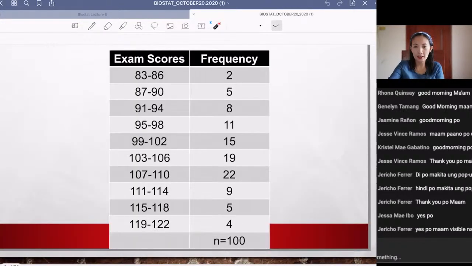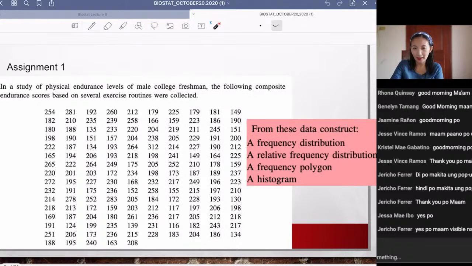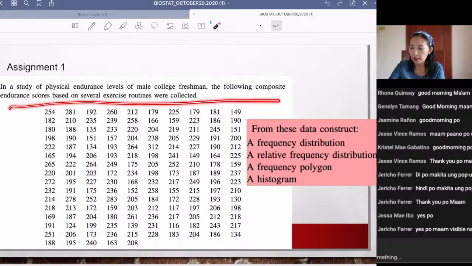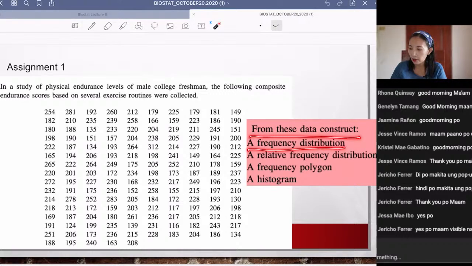So for your assignment, this is your assignment. Construct, in a study of physical endurance levels of male college freshmen, the following composite endurance scores were collected. I want you to construct a frequency distribution, relative frequency distribution, frequency polygon, histogram.